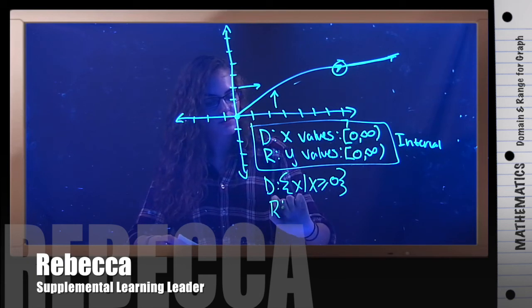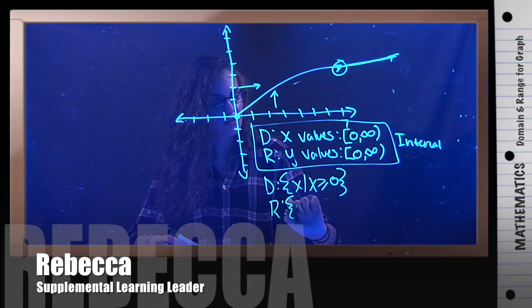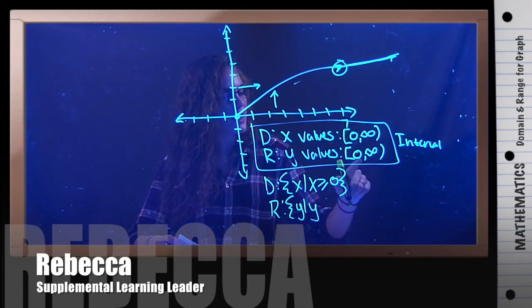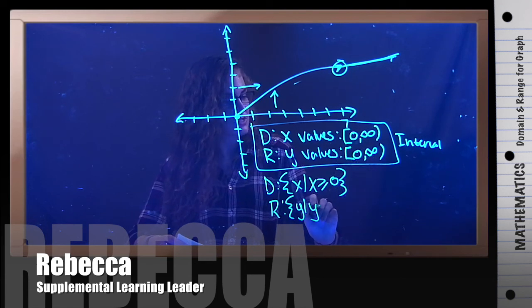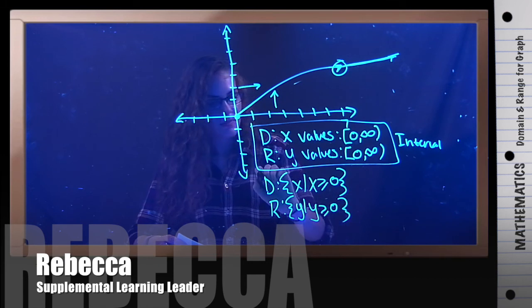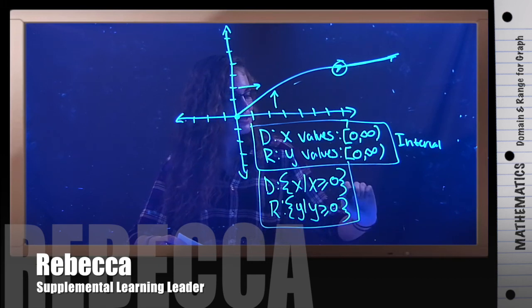Now for the range, braces y such that y. Now again, this is going to be going from 0 to infinity. So this needs to be greater than or equal to 0. And this is set builder.